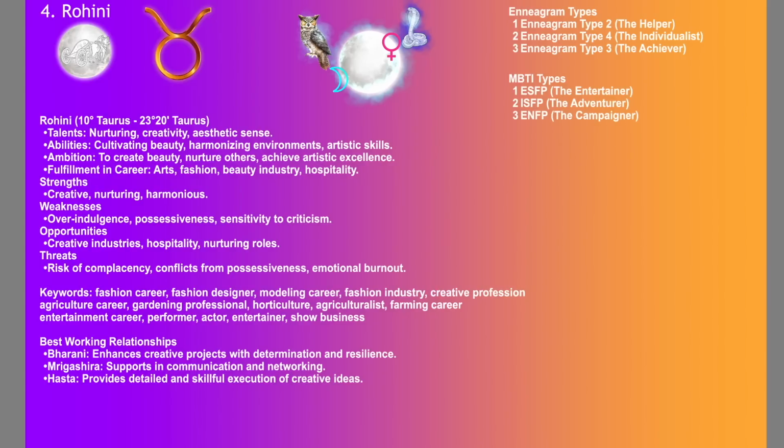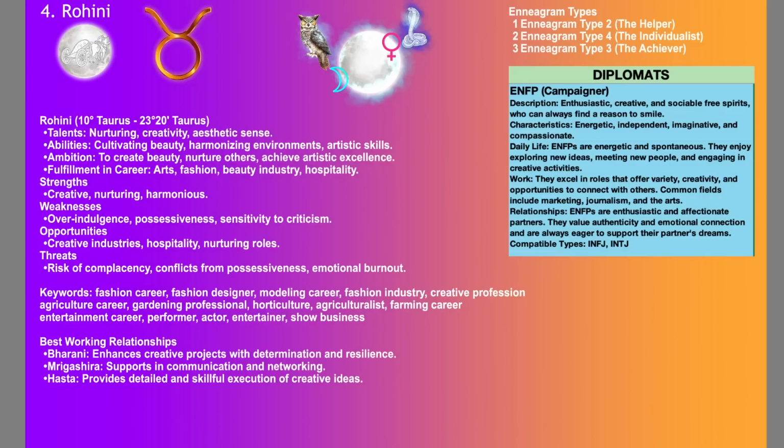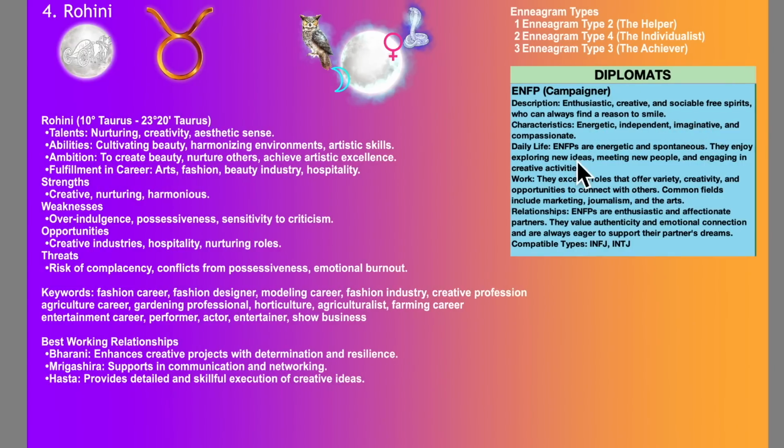The last one is ENFP. What does ENFP want from life? ENFP is a campaigner. So he is also enthusiastic, creative, sociable, a free spirit. Once again, I can think only of acting here. Energetic, independent, and imaginative. So if your dominant personality type is ENFP plus you have a dominance of Rohini Nakshatra in your chart, a good career for you would be an actor or in show business. Alright? So that's it from me for this one.